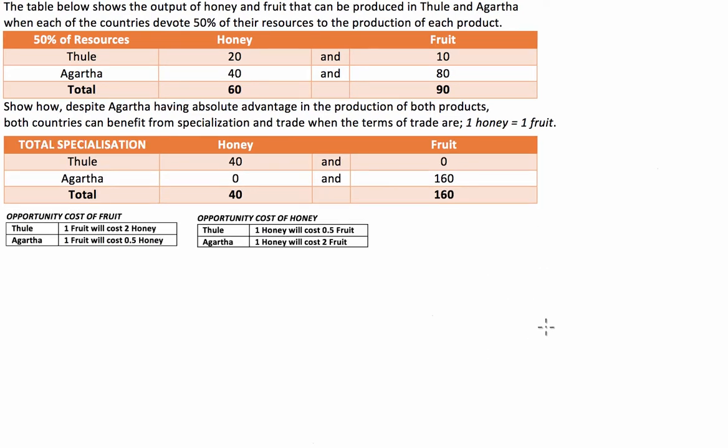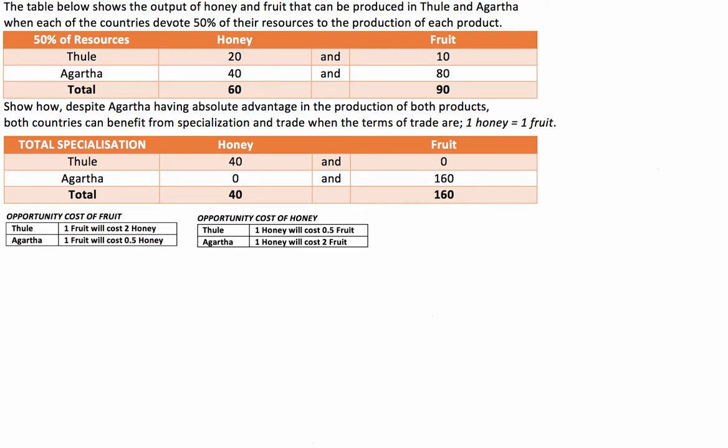Okay, so hopefully you're aware that for both countries to experience an increase in their material standards of living, we need the global production of both honey and fruit to either be maintained or increased. So although the global production of fruit has increased, the global production of honey has fallen, which means as a result, Agartha is going to have to produce some honey to maintain or increase the global production of honey.